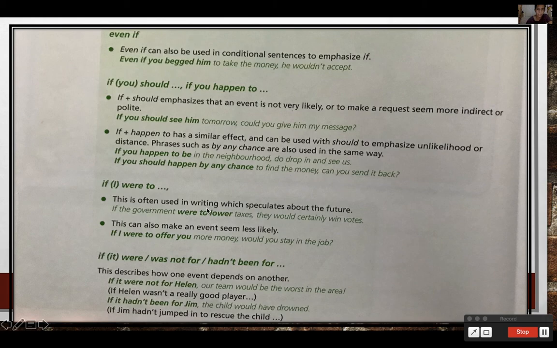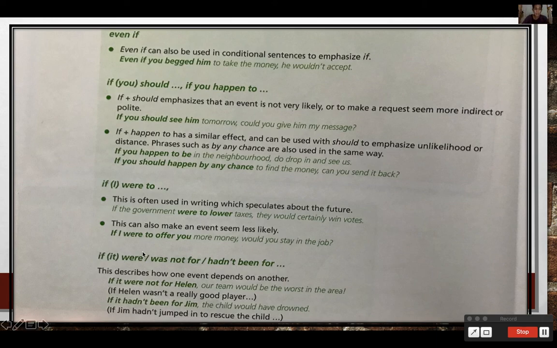So, if and were to. This is often used in writing which speculates about the future. If the government were to lower taxes, they would certainly win votes. Okay? If the government were to lower taxes, taxes, las tarifas, they will certainly win votes. So we are speculating about what can happen in the future if some action could happen.